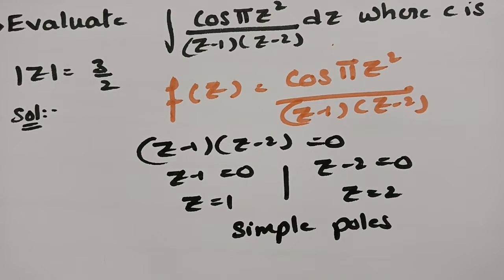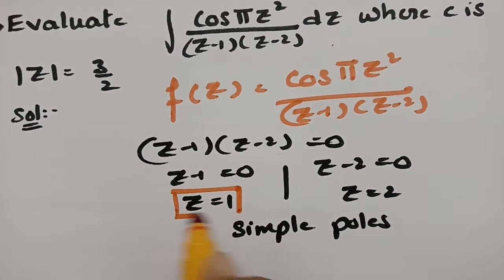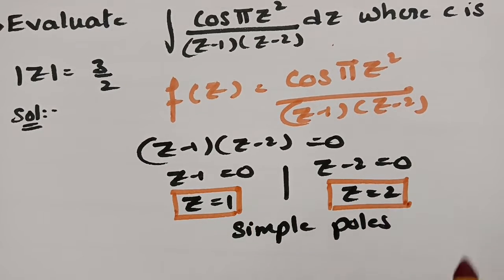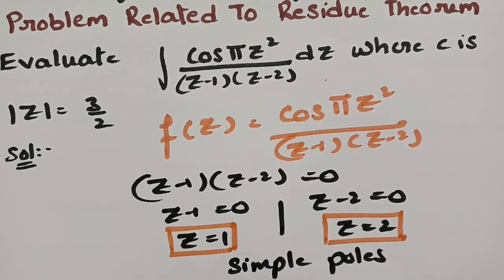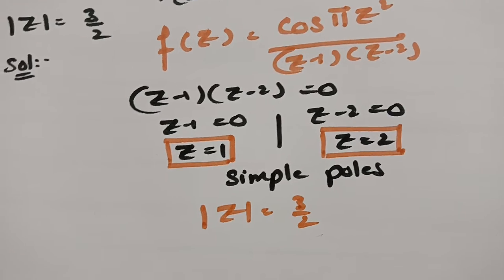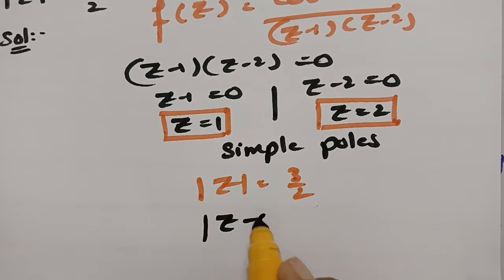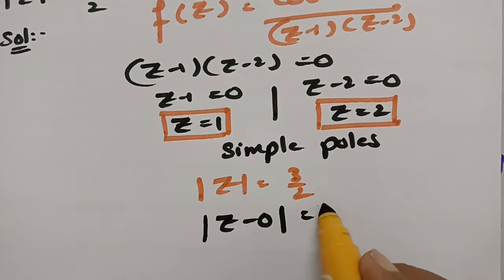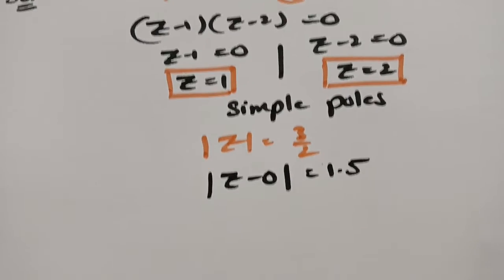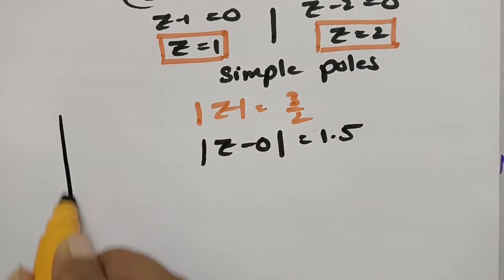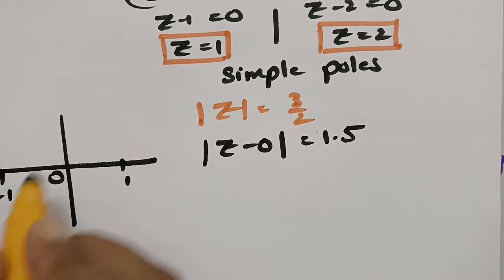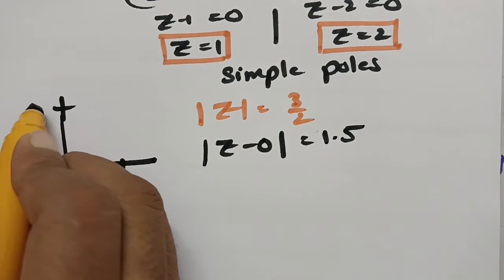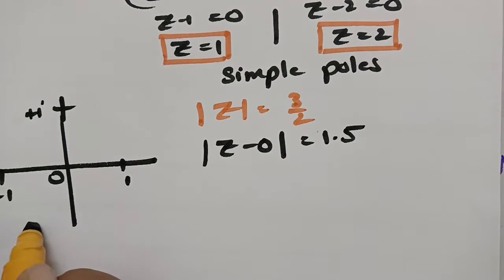So z = 1 is a simple pole, and z = 2 is also a simple pole. And here our circle is given as |z| = 3/2. So what does it mean? It is a circle with center 0 and 1.5 as radius. So this is the circle. This is 0, this is 1, this is −1, this is plus i and this is minus i.